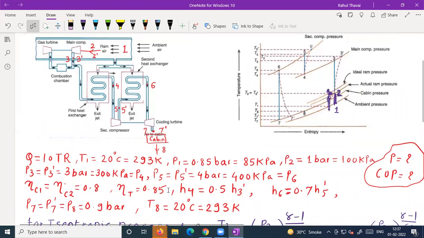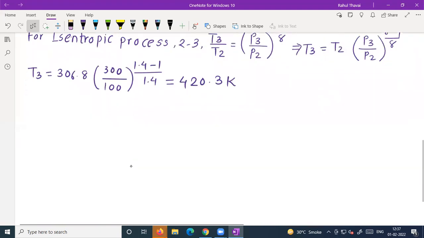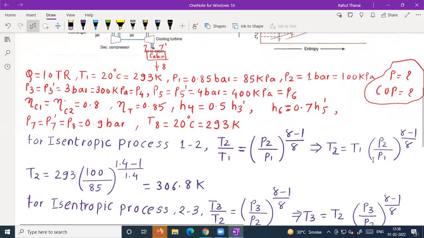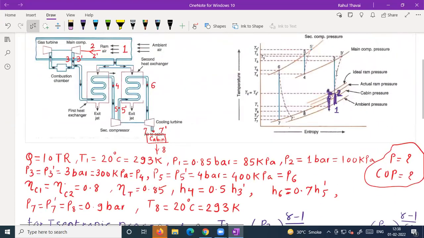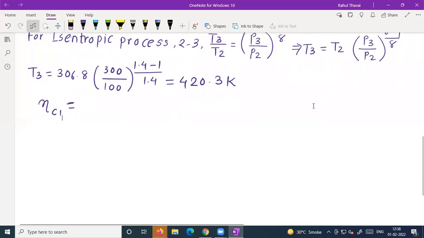Then how much percent efficient? It is mentioned in the problem. It is 0.8. So by using that expression, that is the efficiency of the compressor, we will calculate the temperature T3 dash. As I told you in the last lecture, how to calculate the efficiency of the compressor, because in the last session we have taken the numerical also. In that we have calculated how to write it down.